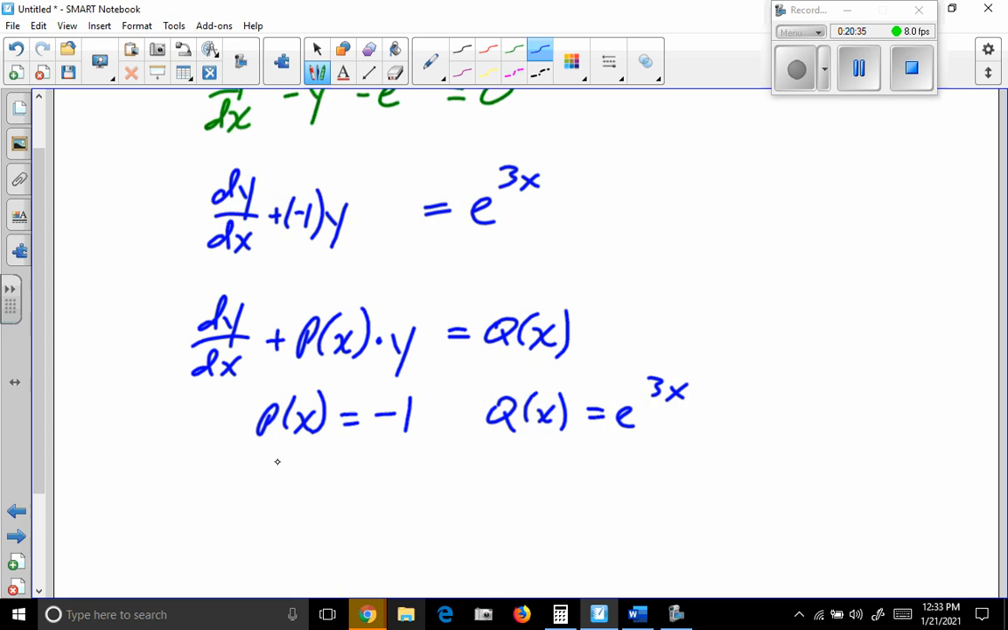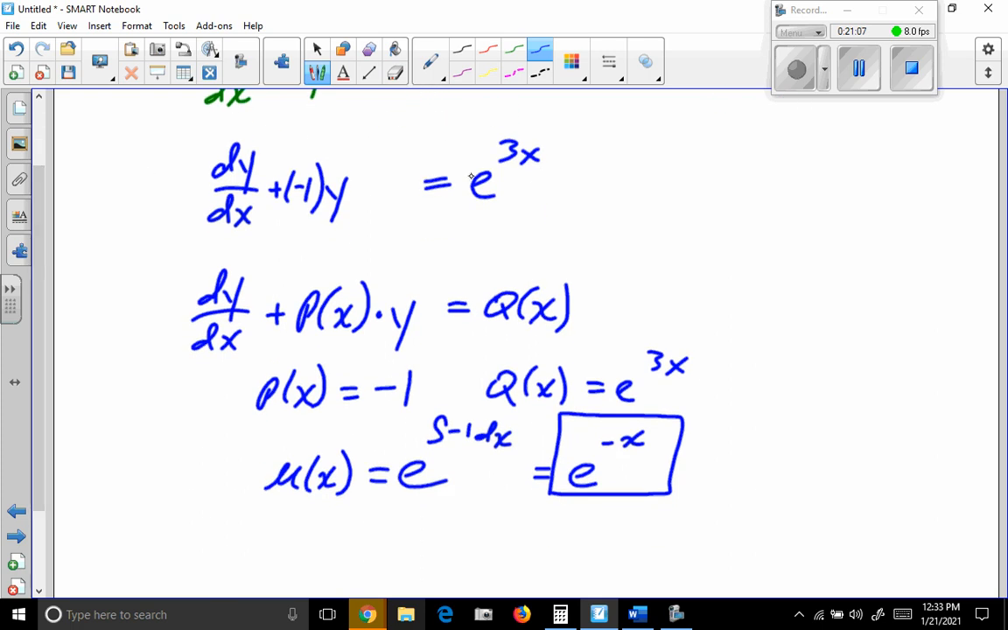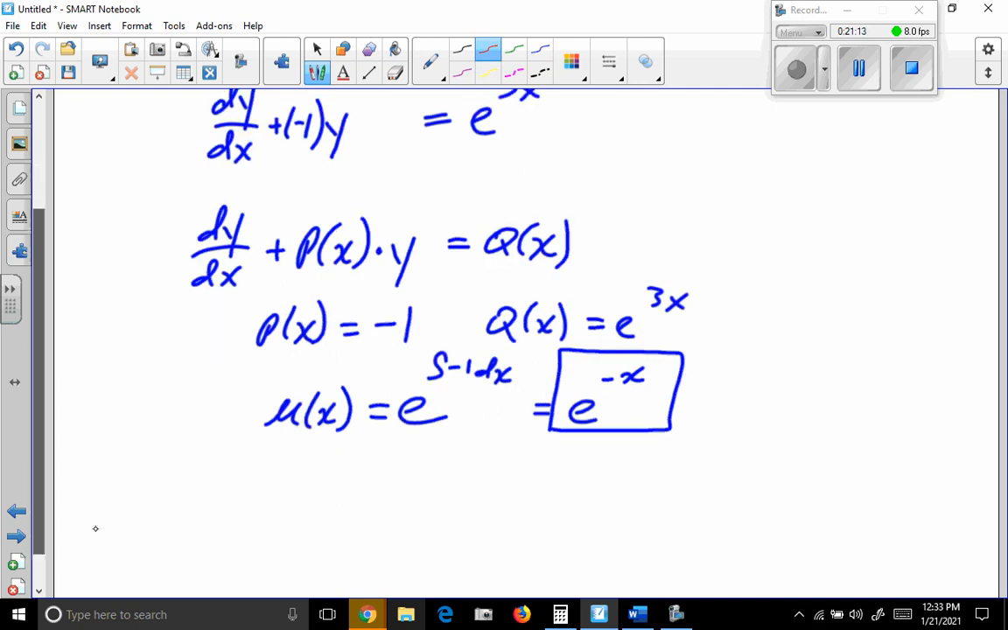So we need to get our special integrating factor. Mu of x is e to the integral of p. P is negative 1. If we integrate the constant, we pick up our variable, and we're not going to have a plus c right now. Leave the plus c out here. We'll pick up our plus c elsewhere. So that's our special integrating factor, e to the negative x. So we're going to take our differential equation in standard form and multiply through by e to the negative x.